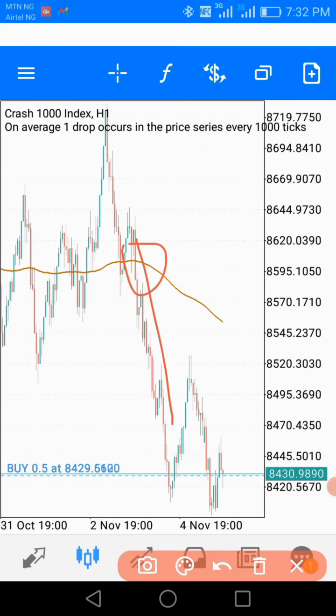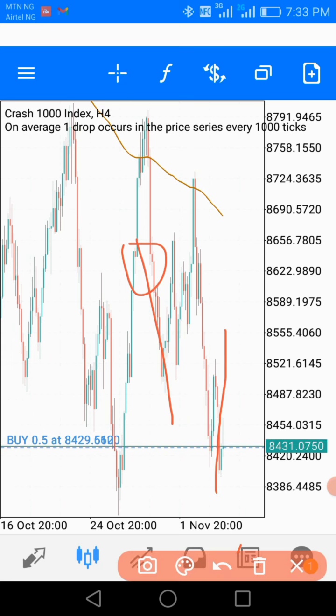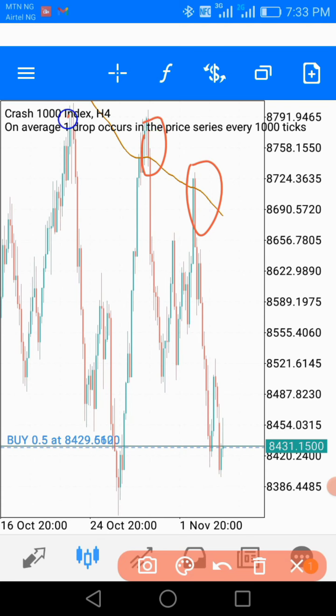Now it's going to test it again. It's going to test it again. Okay, now if you go to H4, the same thing. Look at how it reacted to it around this area. That's why we call it dynamic support and resistance. Whenever the market gets to it, it reacts, and after several touches, it will eventually break it.